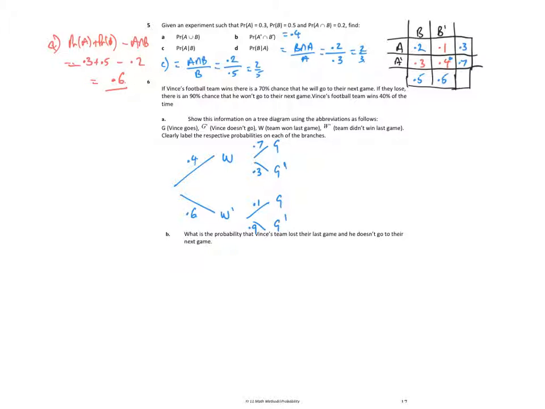So there's the information. What is the probability that Vince's team lost their last game and he doesn't go to their next game? So probability of lost and didn't go. Lost and didn't go. Oh, that's the same as not winning and not going, which is equal to 0.6 by 0.9, which is 0.54.